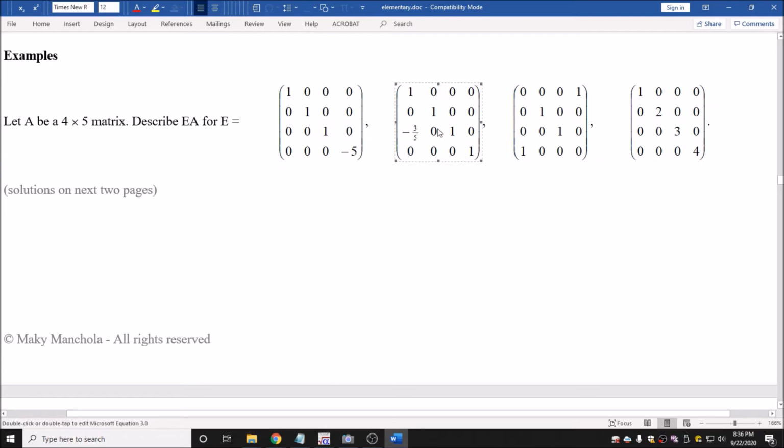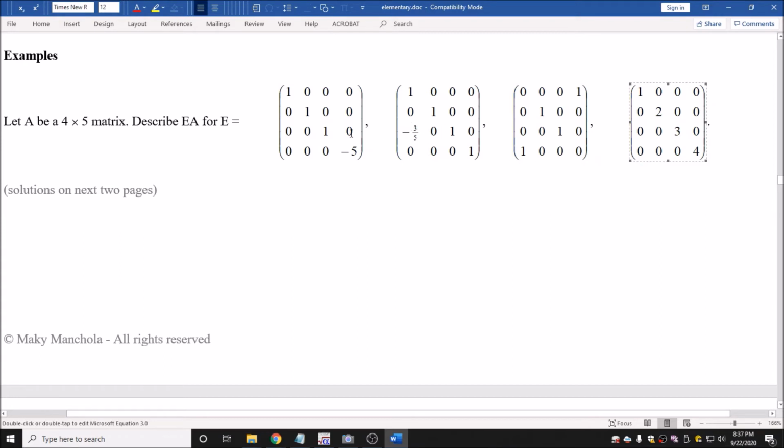Then for the type 3 elementary matrix, where -3/5 of the first row of I is added to the third row of I. The elementary matrix of type 1, where the first and fourth rows of I are interchanged. We also have a matrix where the first row of I is unchanged, the second row of I is multiplied by 2, the third row of I is multiplied by 3, the fourth row of I is multiplied by 4.